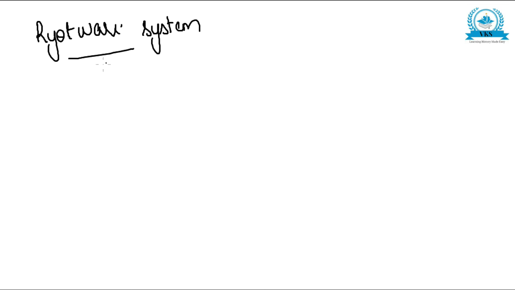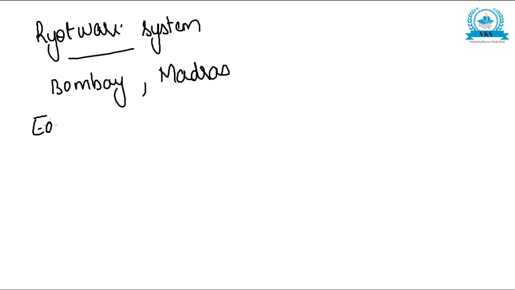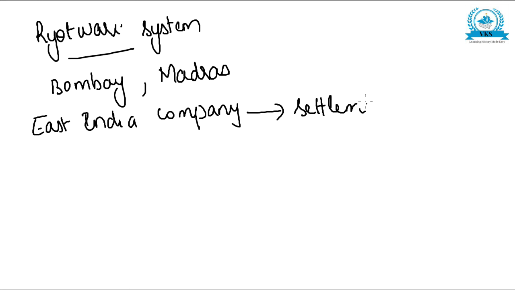The second system was called the Ryotwari system. Now this system was introduced in the Bombay and Madras Presidencies. Here the East India Company made direct settlement with the ryots or cultivators.